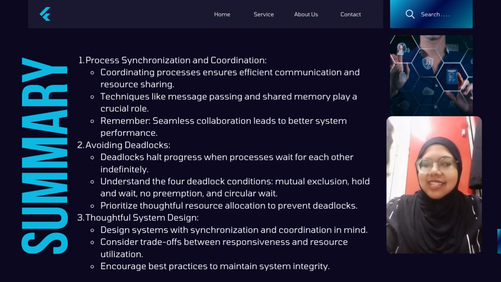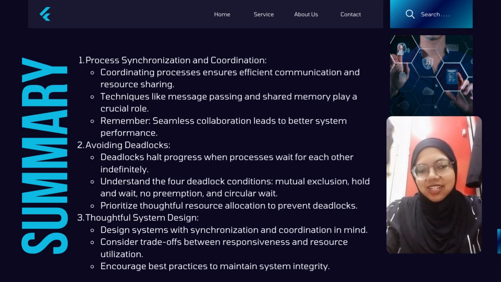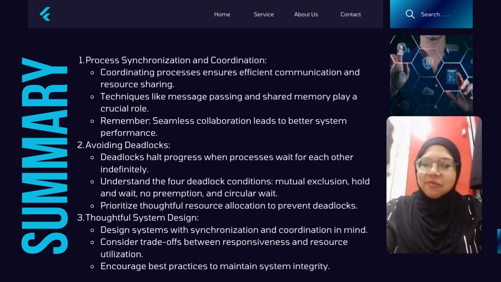Next is a little bit from me, thoughtful system design. Design a system with synchronization and coordination in mind. Consider a trade-off between responsiveness and resource utilization. Encourage best practices to maintain system integrity.